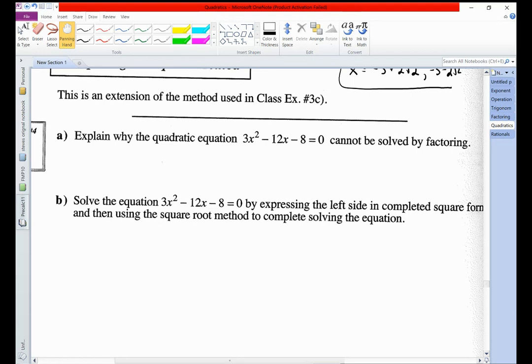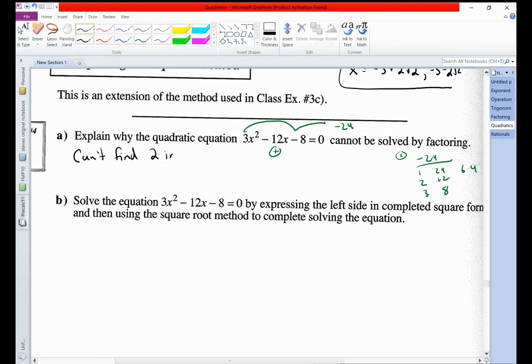Explain why the quadratic equation 3x squared minus 12x minus 8 equals 0 cannot be solved by factoring. If we wanted to factor this, we could use decomposition, and we would say 3 multiplied by negative 8 is negative 24. So we're looking for two numbers that multiply to negative 24 and add to negative 12. We could go through all of those factors here, but you're going to realize that none of them multiply to negative 24 and add to negative 12.